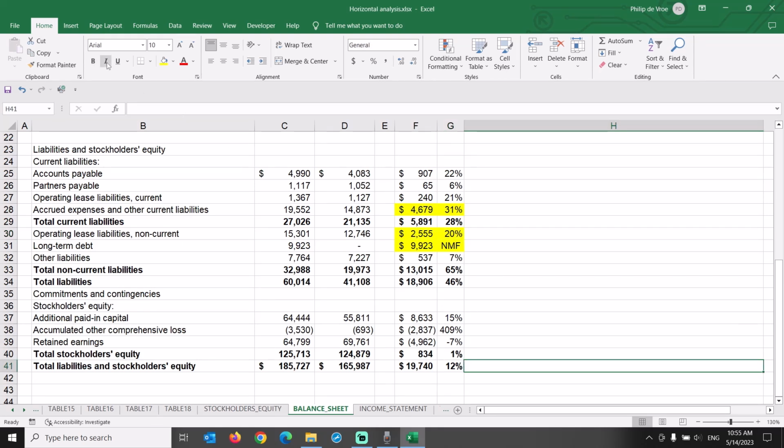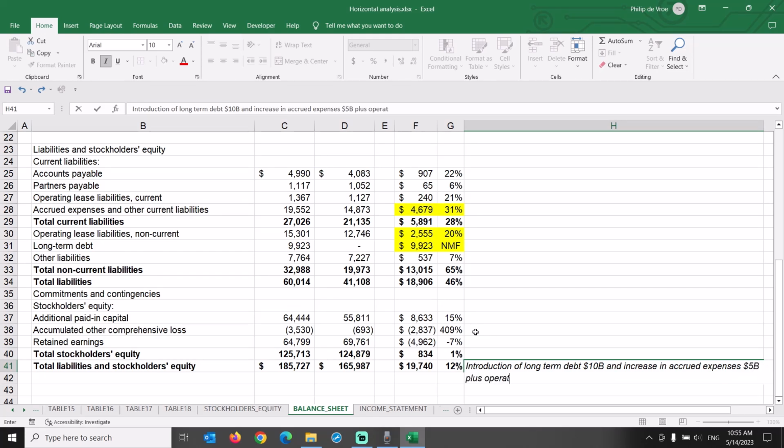In cell H41, the narrative to add is: introduction of long-term debt, $10 billion, an increase in accrued expenses, $5 billion, plus operating lease liabilities, $3 billion, drive growth. Let's format that in italics, then right-click, Format Cells, Alignment, Wrap Text.